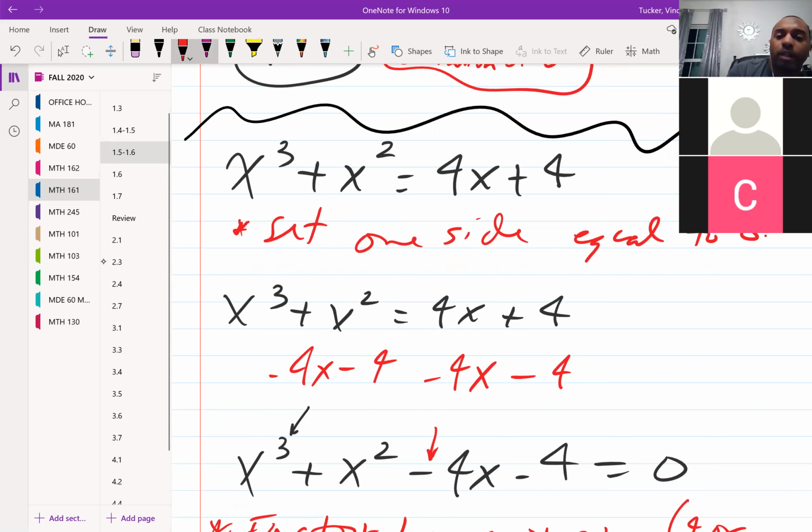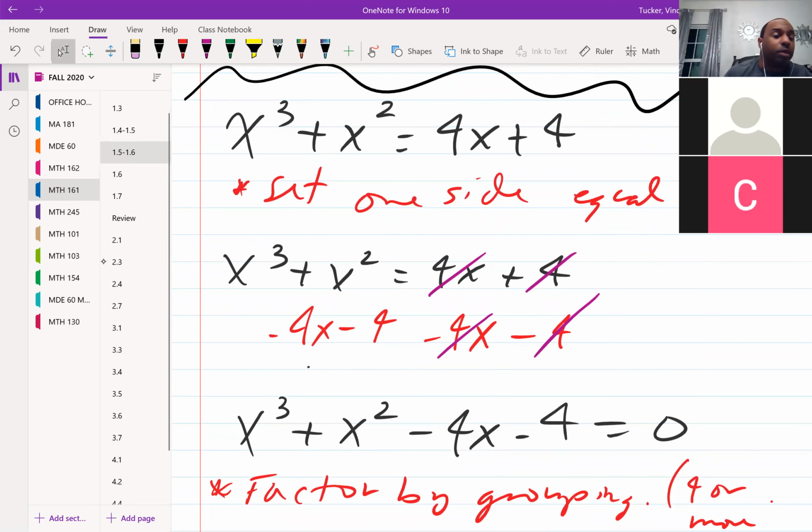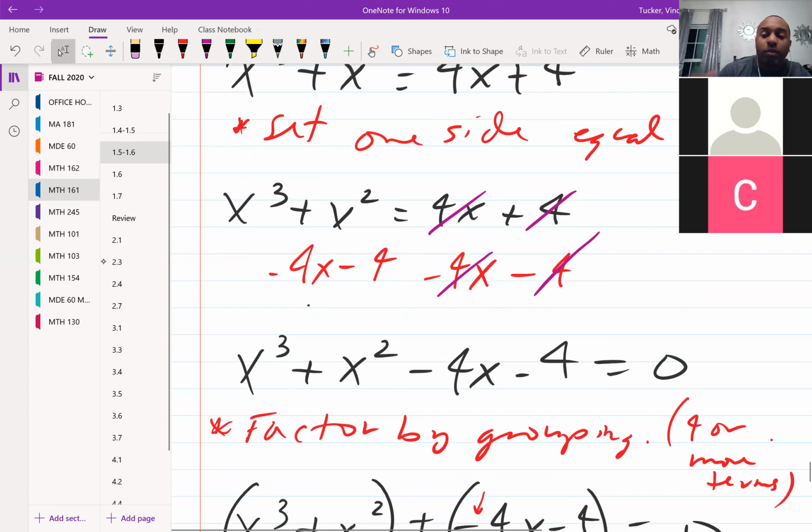So 4x and negative 4x, 4 and negative 4 will cancel. And that'll leave us with x cubed plus x squared minus 4x minus 4 equal to 0. So none of those were like terms, so we couldn't simplify it any. We just have 4 terms on one side of the equation now. And then we could factor by grouping. Whenever we have 4 or more terms, we factor by grouping.